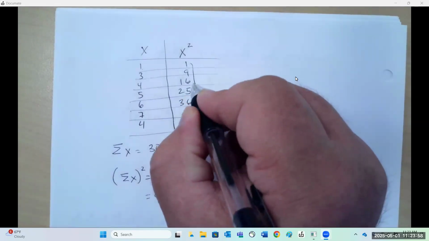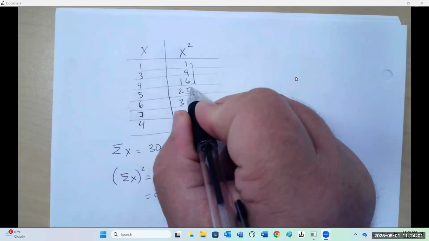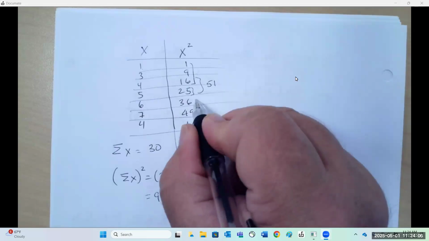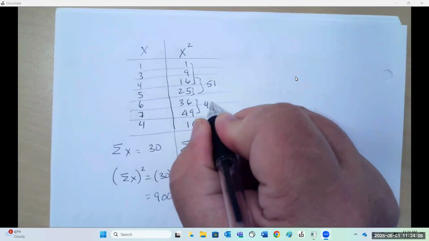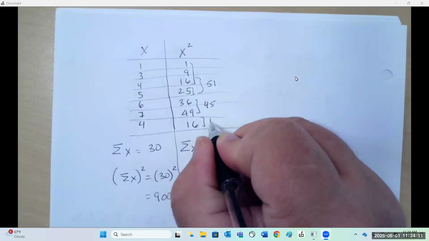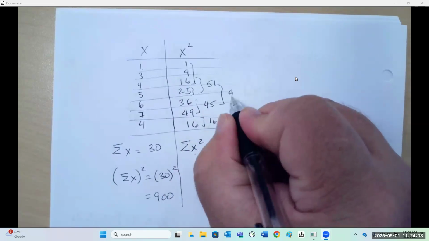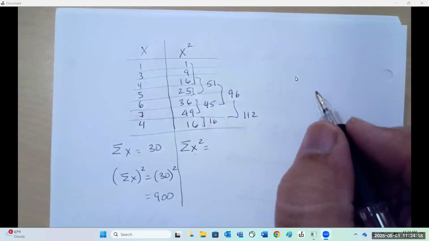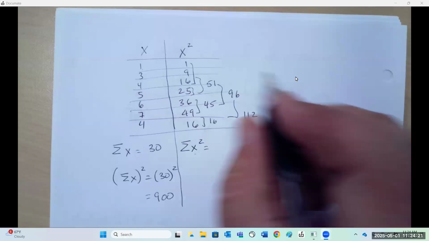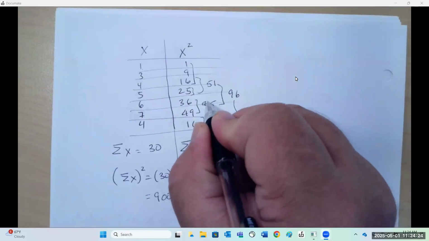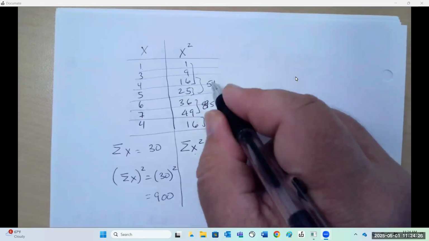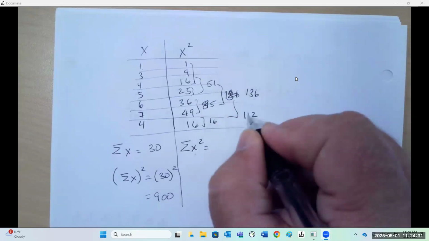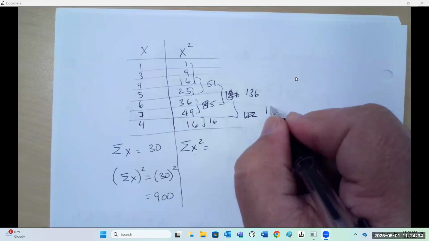So it's 10, 26, 51, 45, 96. How much? 36 and 49 and 45. Oh, 85. That's 136. 136 and 16 is 152.